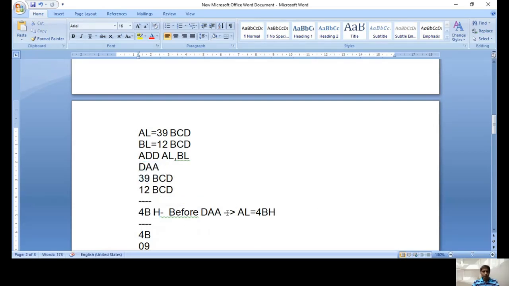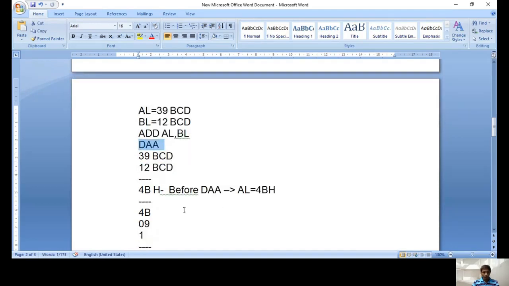So before executing the DA instruction, what is the result of AL? AL is 4B. Then after the add, I am writing DA. What happens if I write the DA instruction? DA instruction always checks the result. In that result, if the lower 4-bit value is more than 9, see here B is the lower 4-bit, then it will add 09 to this result. Similarly, if the higher 4-bit value is more than 9, then add 90H to this result.